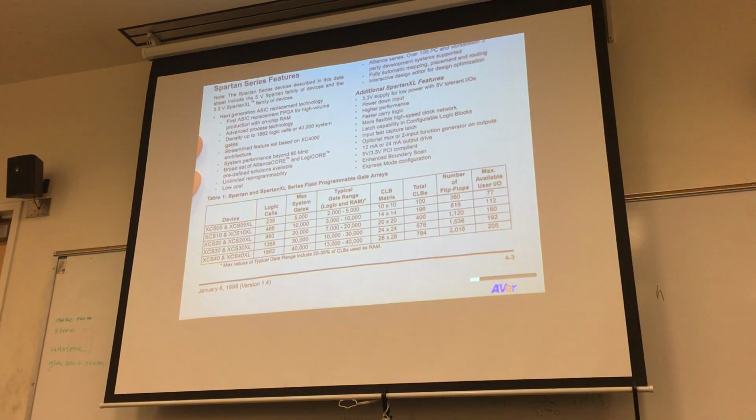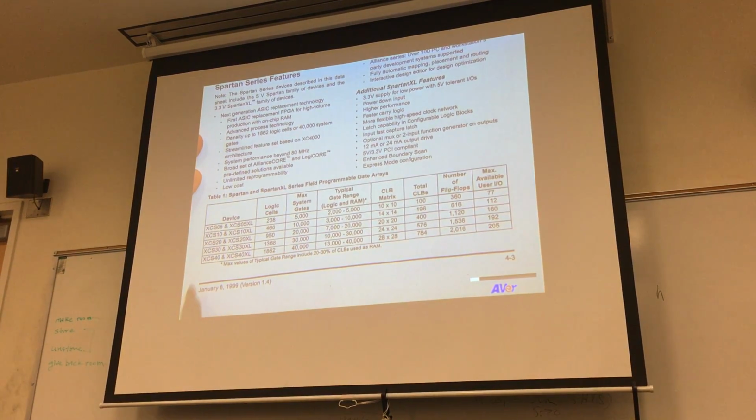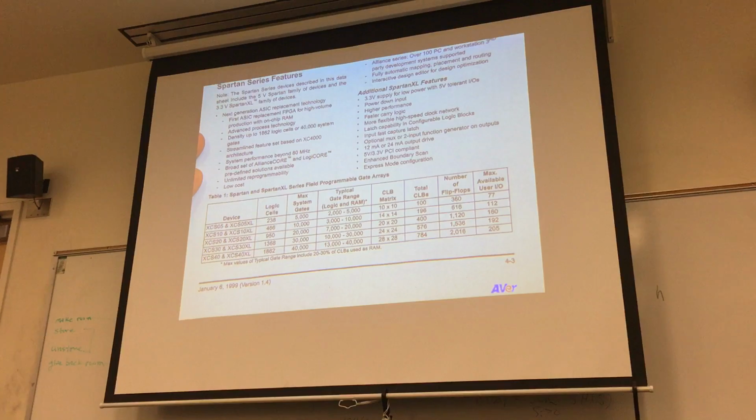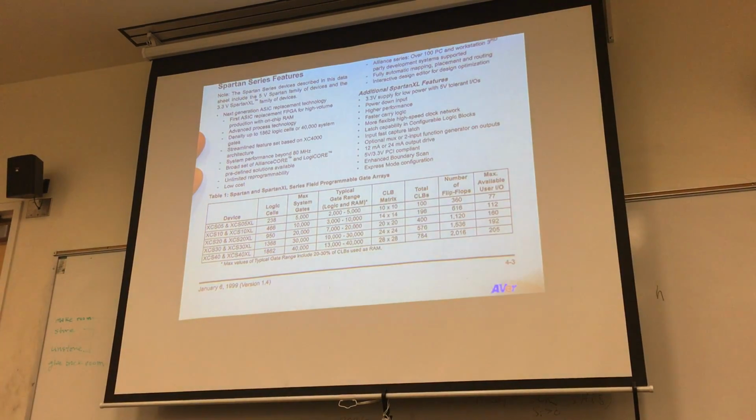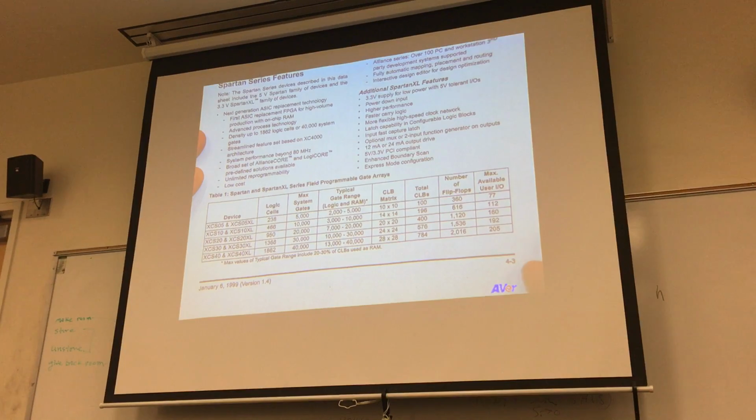In the Spartan family of FPGAs, these are the different types of devices. This says logic cells. Not sure exactly what that means, but it's irrelevant anyway. Max system gates. This is a metric which is not used so much nowadays. It's kind of useless information. It works on the basis that any digital logic circuit can be implemented solely with 2-input NAND gates or 2-input NOR gates.